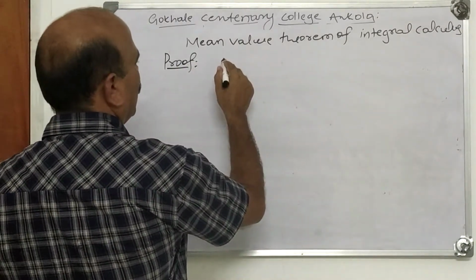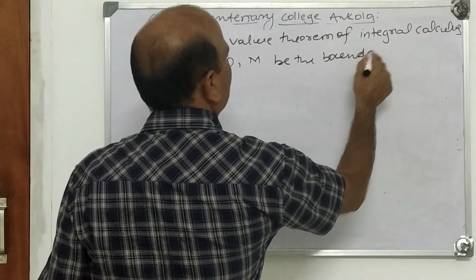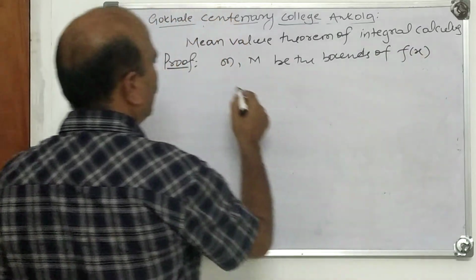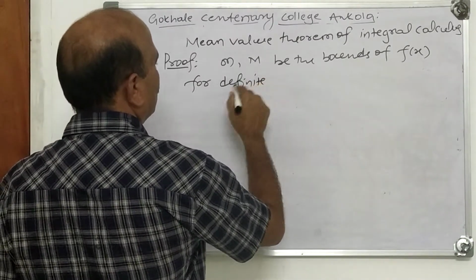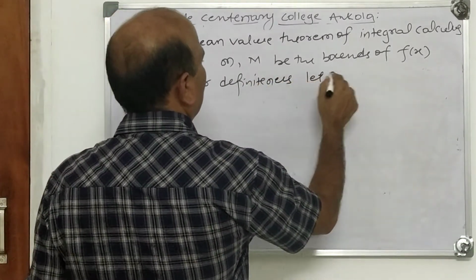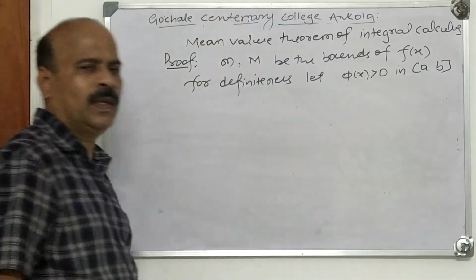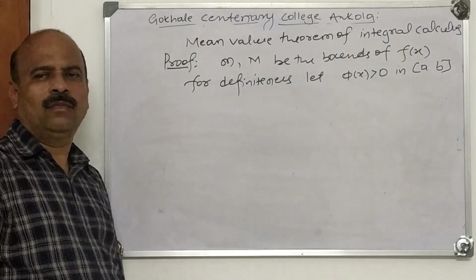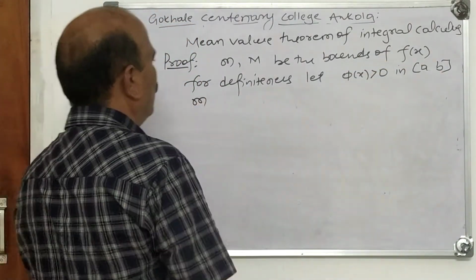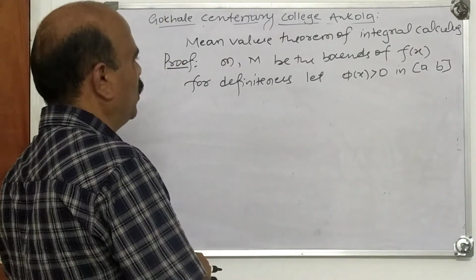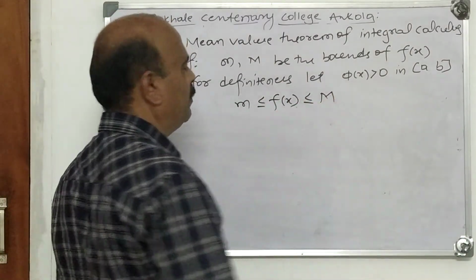What is given? Let small m and capital M be the bounds of f(x). And for definiteness, let φ(x) be greater than 0 in [a, b]. What is given? φ(x) keeps the same sign. First let us take φ(x) greater than 0 in [a, b], and m and M are the bounds. Therefore, m is less than or equal to f(x), less than or equal to capital M.